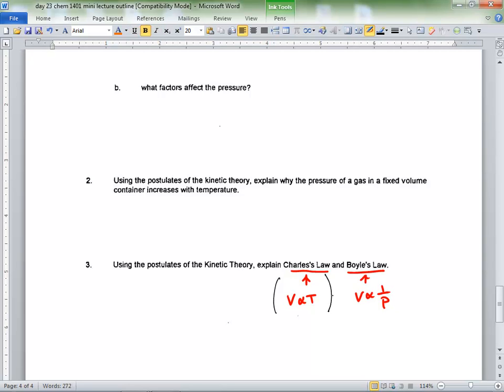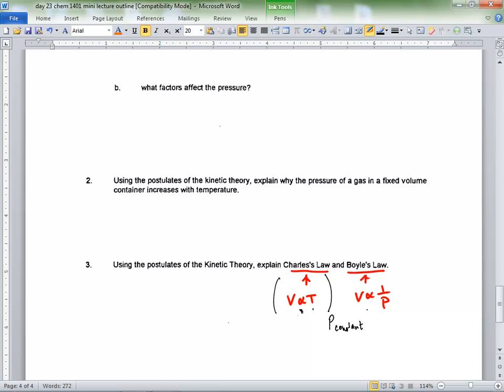This is Charles's law. They're saying that volume is directly proportional to temperature, right? So that means if you make volume bigger, temperature has to get bigger. But what they don't say is that you have to keep the pressure constant for this to work. If you want to make the temperature bigger, keep the pressure constant, and the volume has to get bigger.